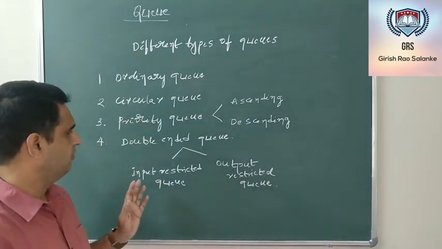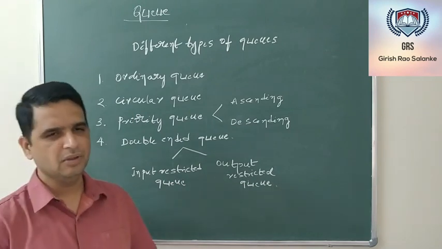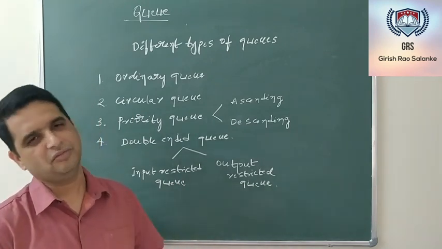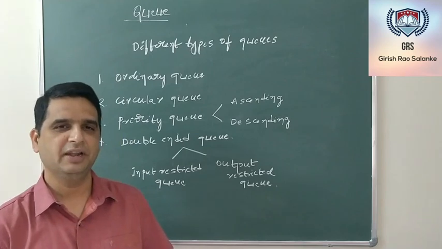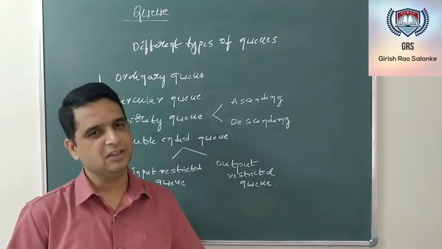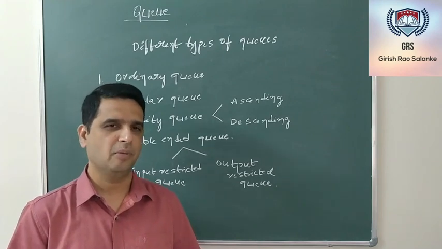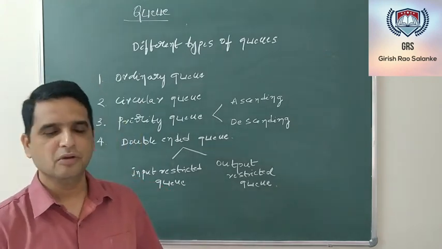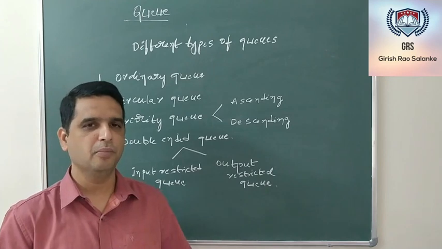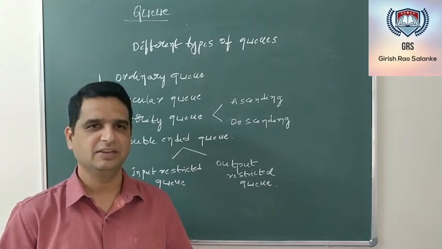The fourth category of queue is a double-ended queue. Double-ended queue means, as we know, in case of a queue, there are two ends. One is the front end and the other one is the rear end. Front end is used for the deletion operation and rear end is used for performing the insertion operation. In case of double-ended queue, we can use both the ends for performing both the insertion and the deletion operation.